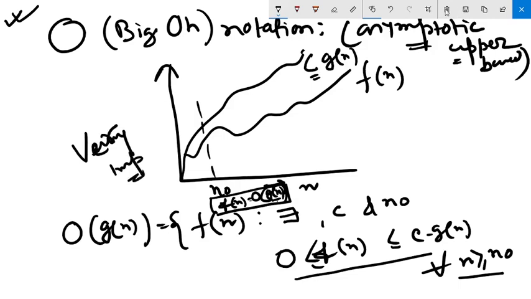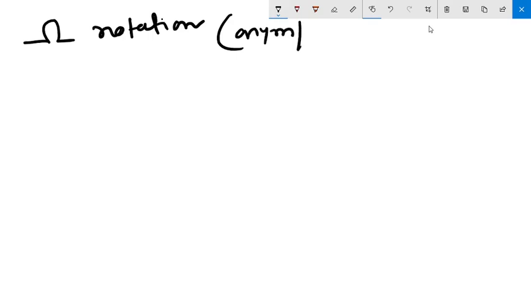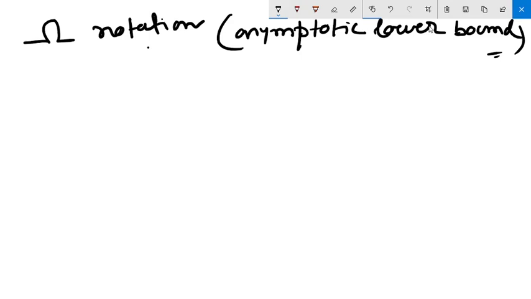Next we are going to see the last one, which is called omega notation. So omega notation is called asymptotic lower bound. Here omega never considers the upper bound, it's only the asymptotic lower bound. So I will show you the graph, and you can easily form the function relationship. So this graph looks like this.